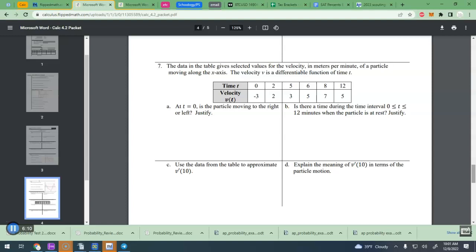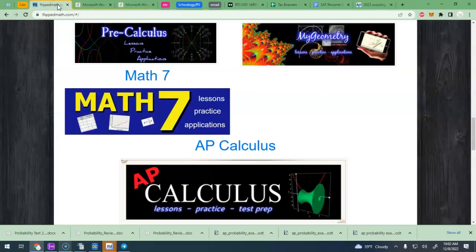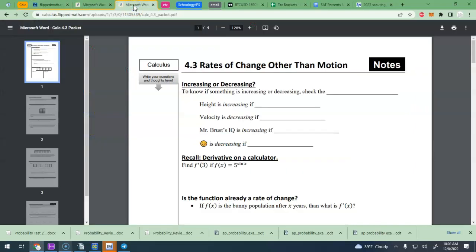Okay. Let's look at 4-3 notes, and then I'll give you time to work on that. Not as long as class, but we have enough. We get out at 34.